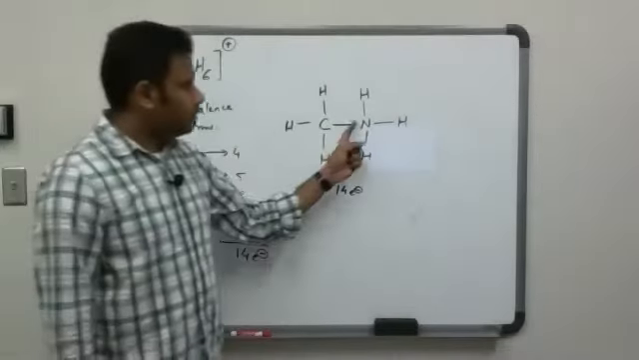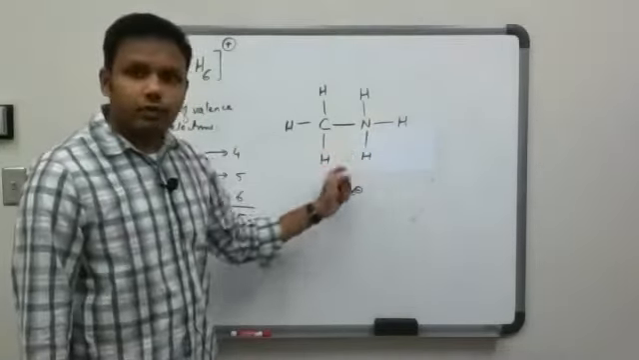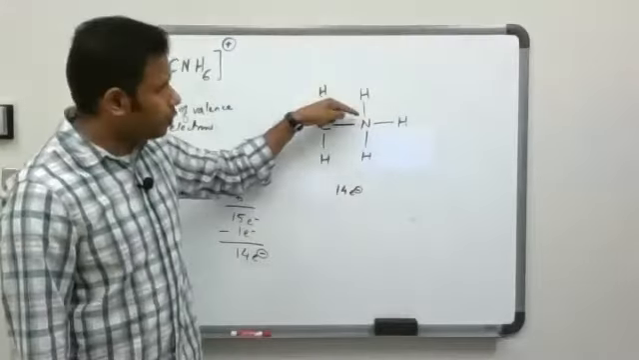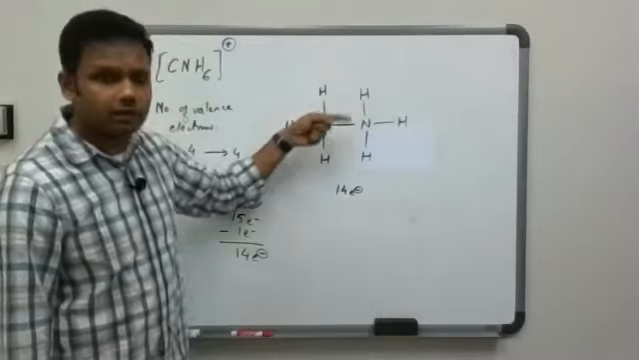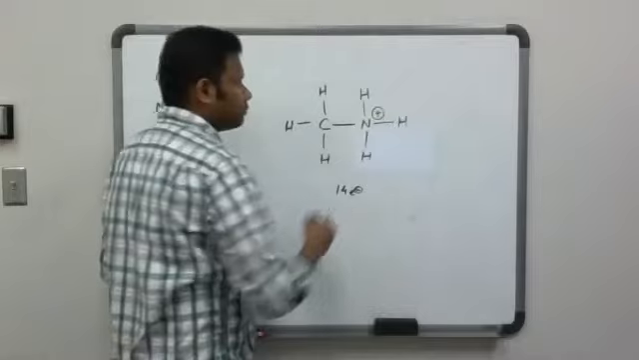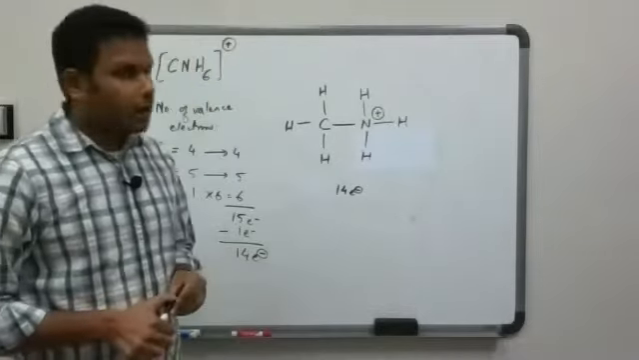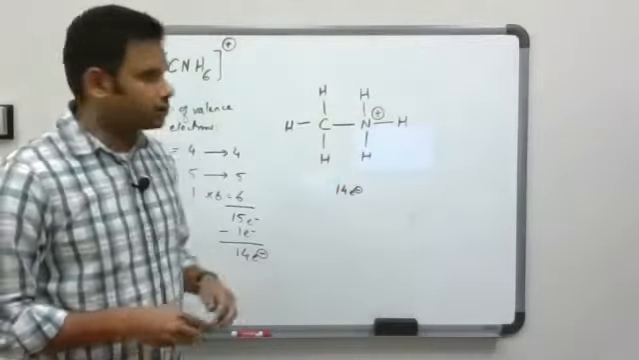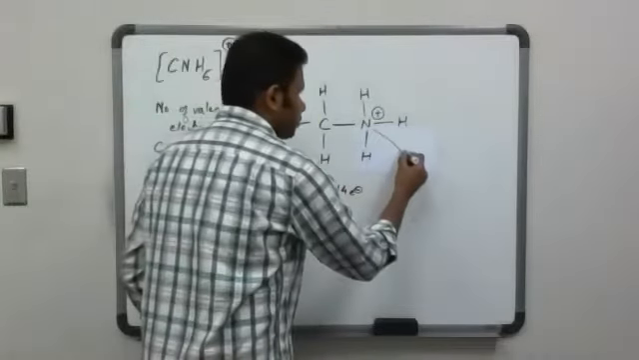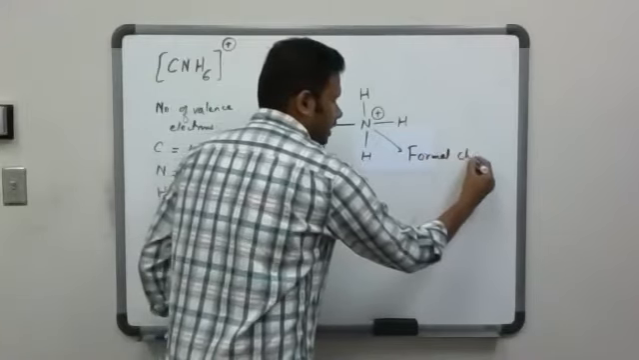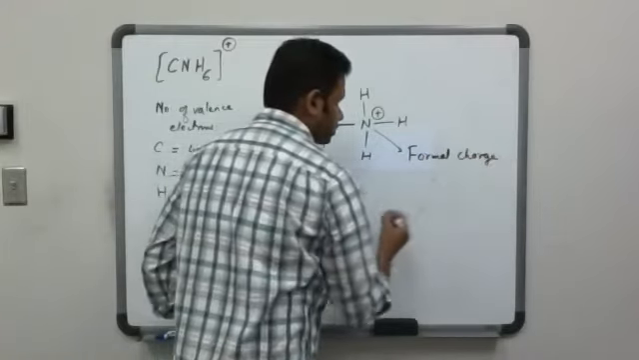But now this nitrogen has 4 bonds to it. It is actually sharing its lone pair with another hydrogen. And so for that reason, this nitrogen is going to have a positive charge on it, okay? This is called a formal charge, okay? So this is a formal charge, and we can actually calculate the formal charge.